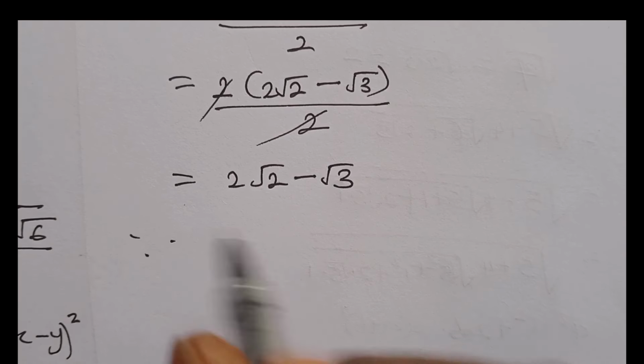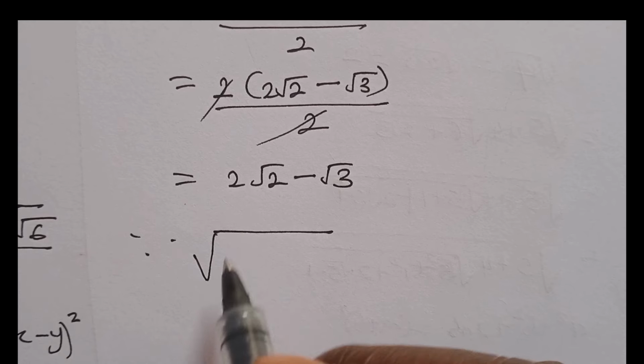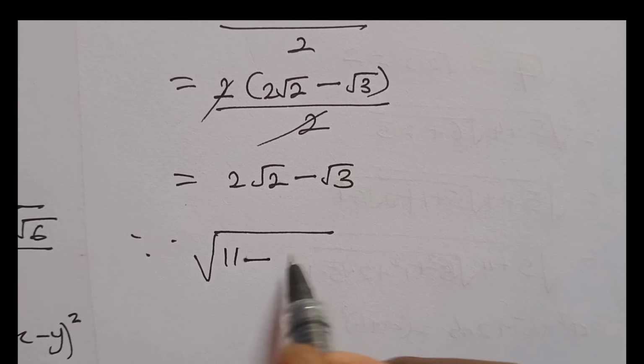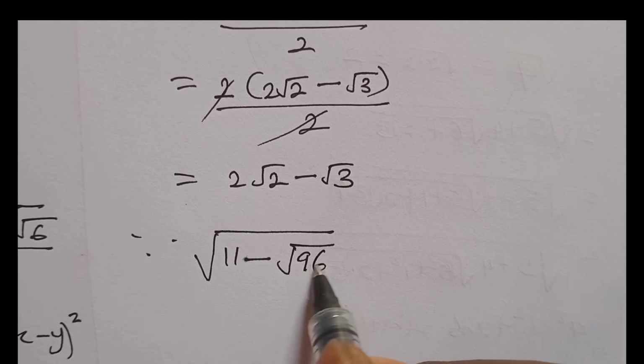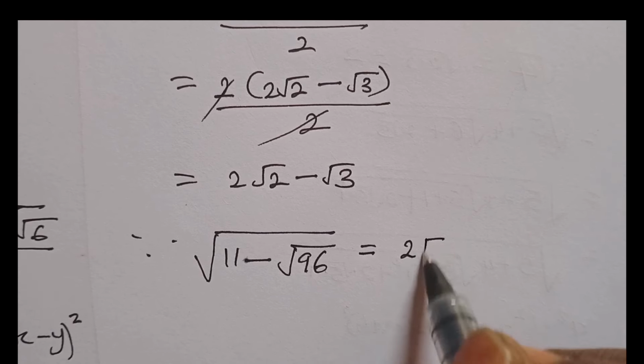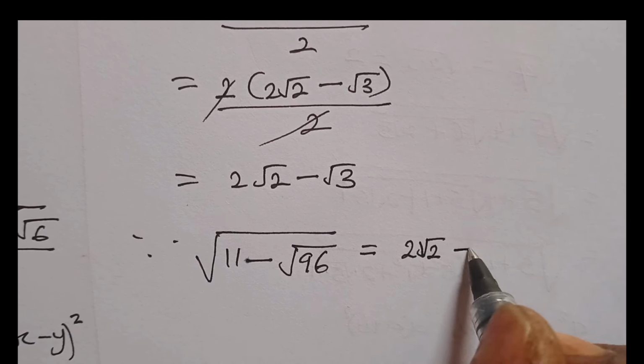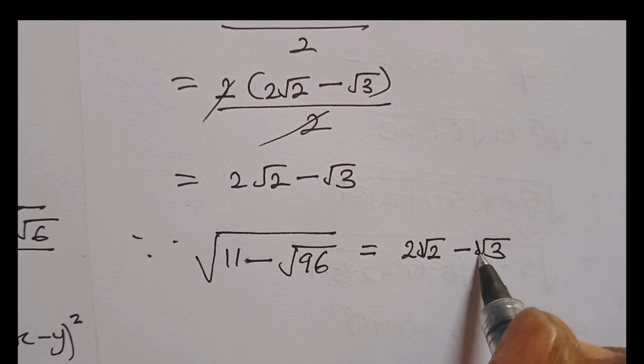It shows that the complex square root that we have, that is the square root of 11 minus square root of 96, will now give us 2 square root of 2 minus square root of 3.